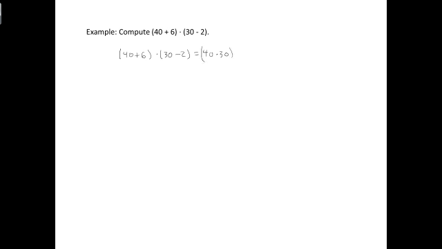Outer, 40 times 2, but the 2 is negative, so it'll be a negative 40 times 2. Inner, 6 times 30, they're both positive, so positive times positive is positive. Last, 6 times 2, but the 2 is negative, so it'll be minus 6 times 2. 1200 minus 80 plus 180 minus 12. 1200 minus 80 is 1120, plus 180 is 1300, minus 12 is 1288.